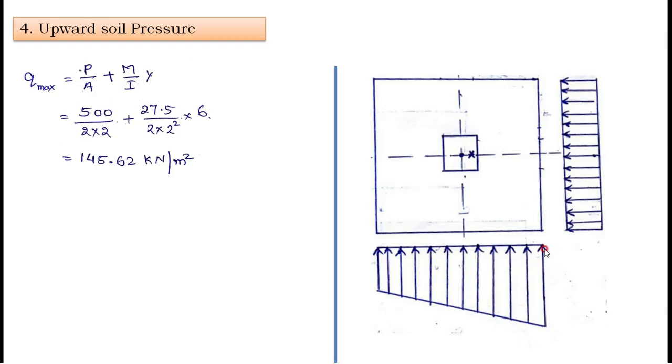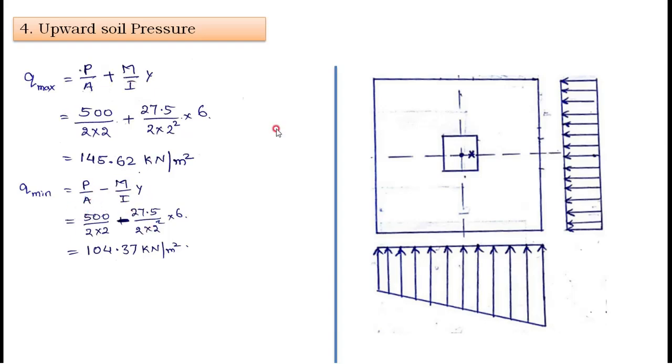We can calculate this maximum stress as said in the equation, that is Q max in the previous theory, P by A plus M by I into Y. P is 500, and 2 into 2. Here we are not adding any dead load of the footing. Here, for area we are considering the provided area. Then we will get 145.62. Then Q minimum is P by A minus M by I into Y. Same substitutions we do here, and we get 104.37 kilonewton per meter square.